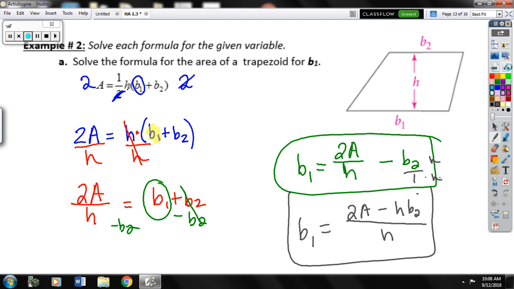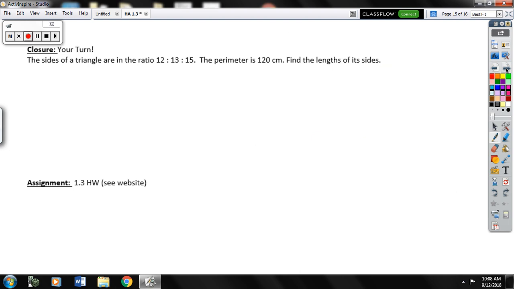All right, we're not going to get to the last one, and that's okay. But you can try the closure question that was at the end of the notes, which is a ratio question.